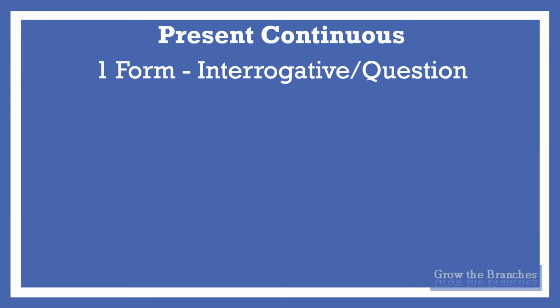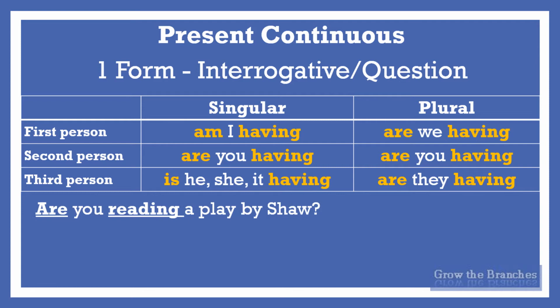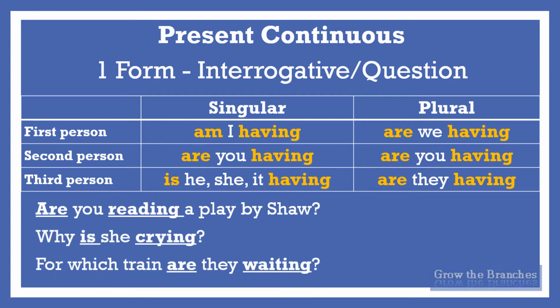In order to ask questions in the present continuous, here is the form. Am I having? Are we having? Are you having? Are you having? Is he, she, it having? Are they having? For example, are you reading a play by Shaw? Why is she crying? For which train are they waiting?